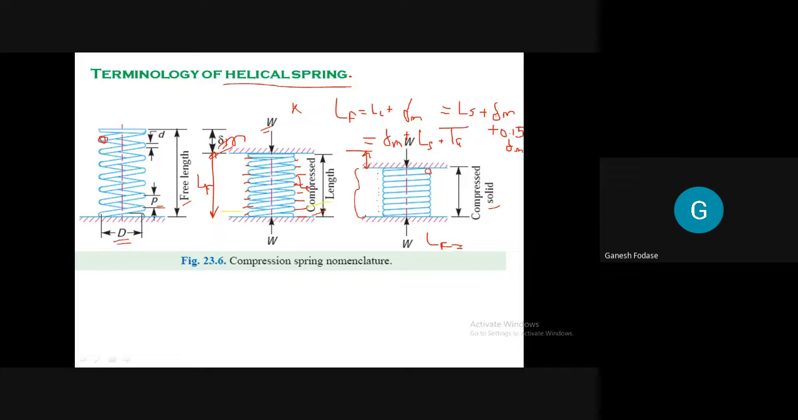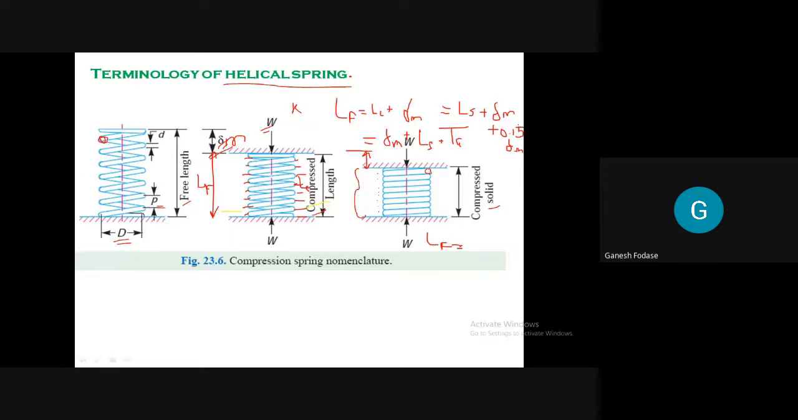Is it clear? These relationships and three lengths. First one is solid length, another one is compressed length, and last one is free length. So solid length is when there is no gap between the wires. Compressed length is when there is a gap between the wires, but under the action of maximum force, maximum deflection. And free length is when there is no force. The relationship between them: LF is equal to compressed length plus delta max. But compressed length is equal to LS plus gap. And how much is the gap? 0.15 times delta M. Clear?